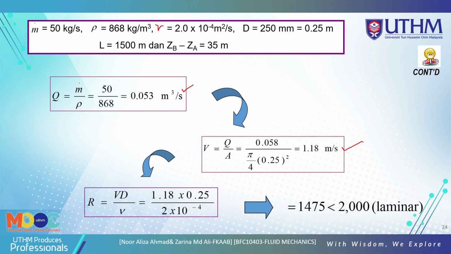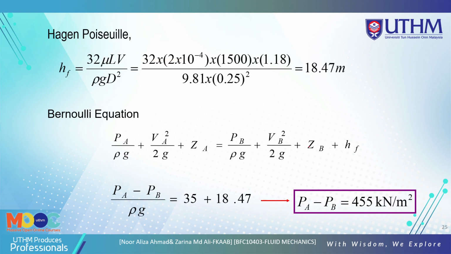Okay, after you get the velocity, you must find the Reynolds number. Put the velocity times the diameter divided by the kinematic viscosity, so you get the value of Re is less than 2000. So this is laminar flow. When the flow is laminar, use the Hagen-Poiseuille formula to get the HF. Put all the values here until you get 18.47 meter.